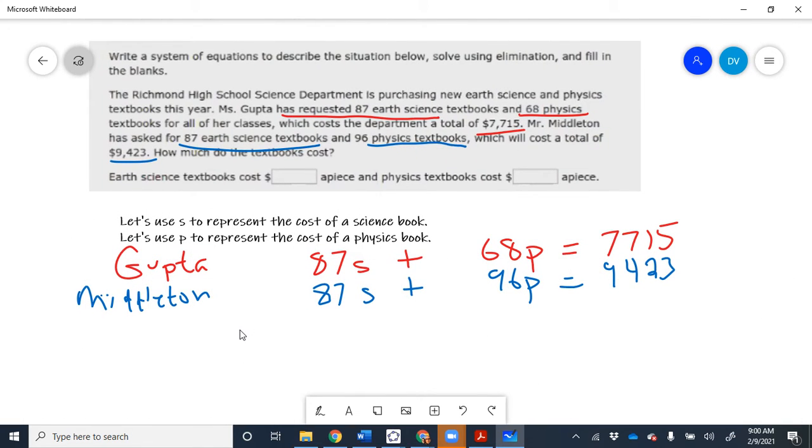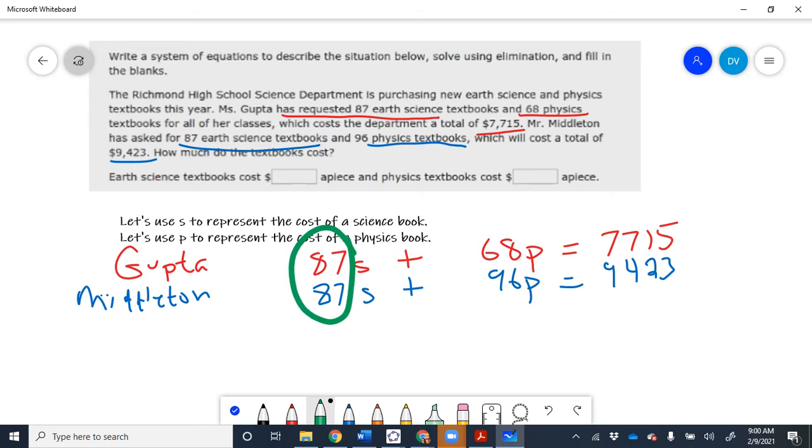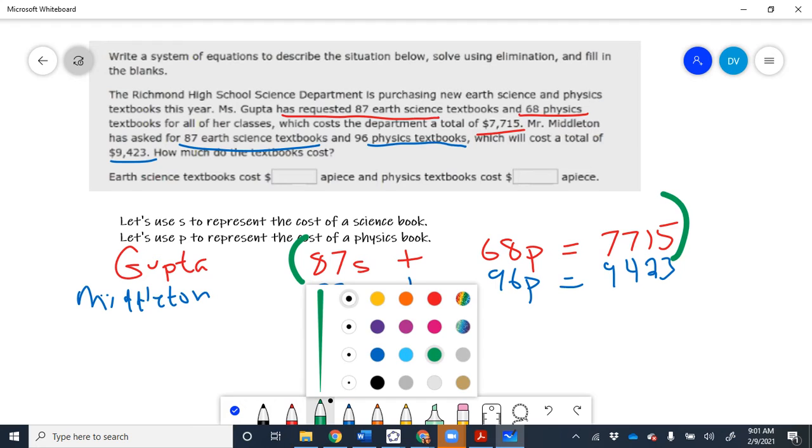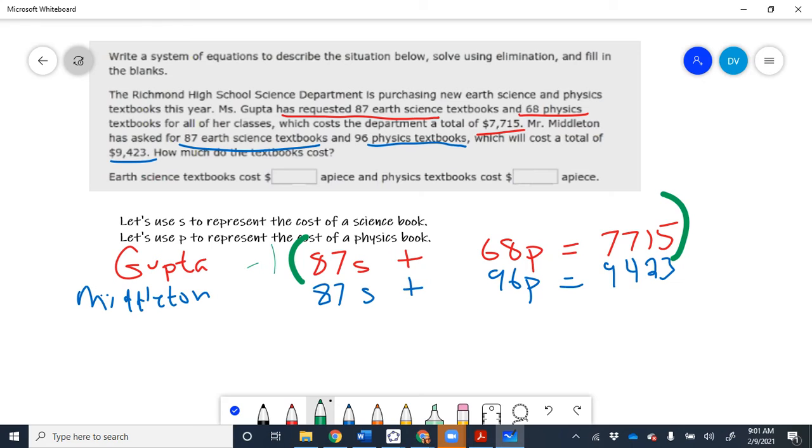Okay, good. Now we need to eliminate one of the variables here, and this one would be the easiest to eliminate because we need a positive 87 and a negative 87, don't we? So we could make one of those, doesn't matter which one, negative. Which one do you want to change to negative, the first equation or the second equation? Okay, so if we make this negative, what would we have to multiply by? Good, -1. So let's do that.